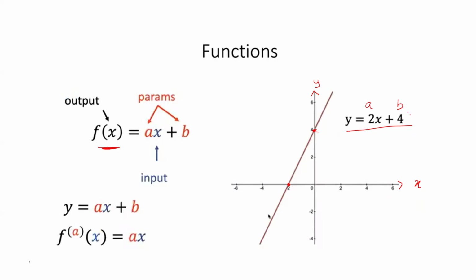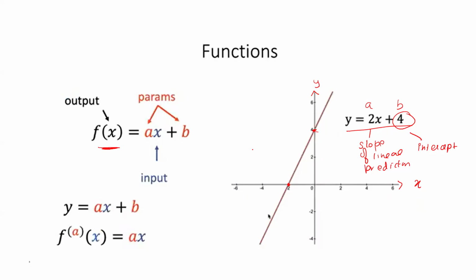This is how you plot a graph when you have an output function with intercept. We express this 2 as the slope of the linear prediction, and this 4 as the intercept. So in 2x plus 4, 2 is the slope and 4 is the intercept.